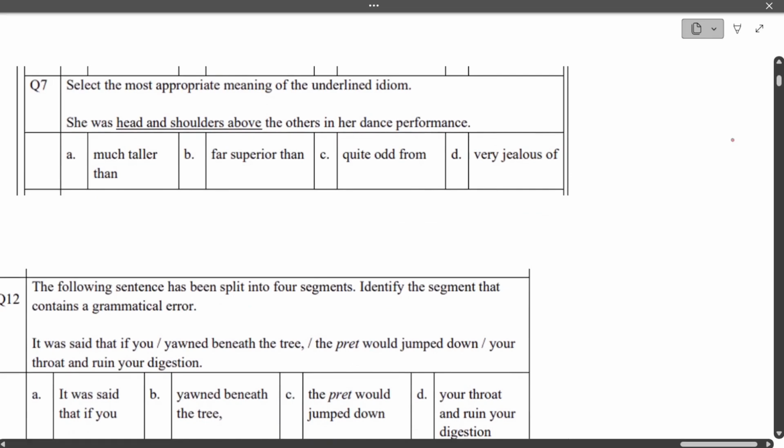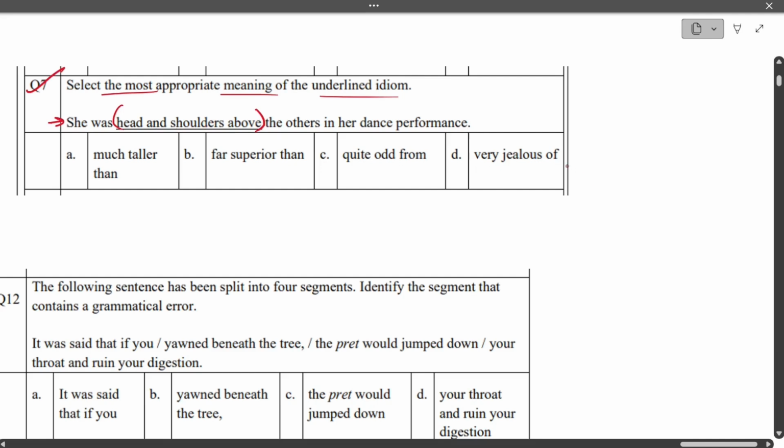So we have this question. Let's see first of all this question. Select the most appropriate meaning of the underlined idiom. We have this idiom. Okay, let's try to understand the answer for this one. First, read the sentence. She was head and shoulders above the others in her dance performance, and the options are much taller than, far superior than, quite odd form, and very jealous of.